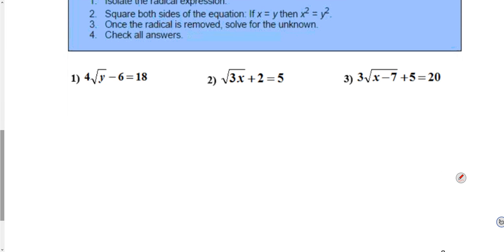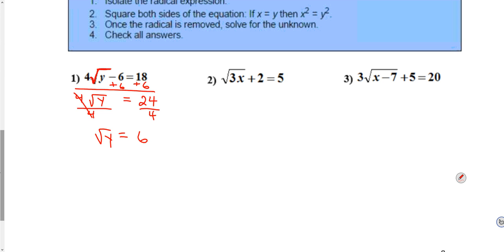So the big thing about this is we are trying to isolate, and that's what it's saying inside that blue box up above. We're just trying to isolate the radical. That means we don't want anything outside of the radical. So in order, we would have to add 6 first. So we add 6 to both sides. And I think that gives you 24 equals 4 radical y. And then we have to get rid of the 4 because we don't want anything outside of the radical. So we would have to divide by 4. So we have radical y equals 24 divided by 4 is 6.